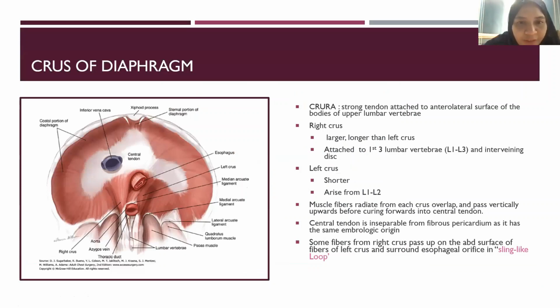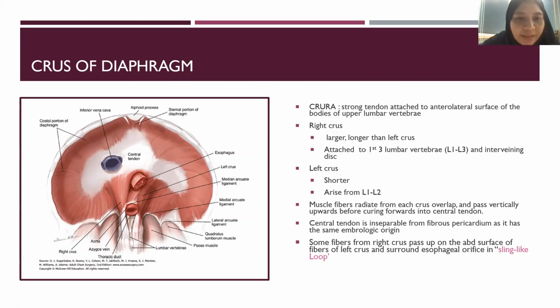The crus of the diaphragm, crura, is a strong tendon that attaches to the anterolateral surface of the bodies of the upper lumbar vertebrae. So we have the right crus and also the left crus. The right crus is larger and longer compared to the left crus, and it attaches to L1 to L3, while the left crus is L1 and L2. Muscle fibers radiate from each crus. They overlap and pass vertically upward before curving into the central tendon.